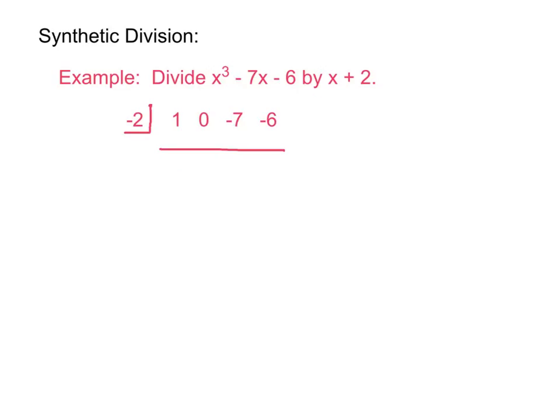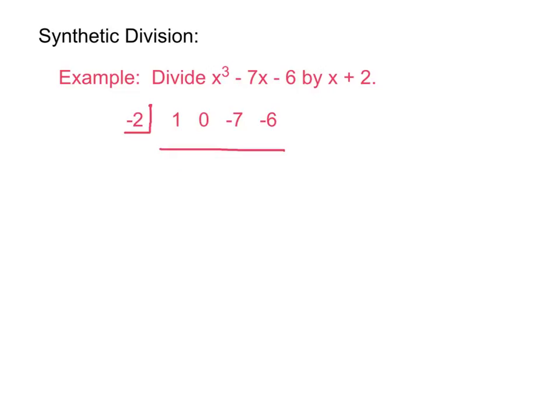Then I list all the coefficients. Notice, again, we must have all the coefficients for all the terms, even if some of them aren't there. For example, the coefficient for x cubed is 1. There is no x squared term, so the coefficient for that must be 0. The coefficient for the x term is minus 7, and then the constant term is minus 6. All right, this is how we proceed from here.